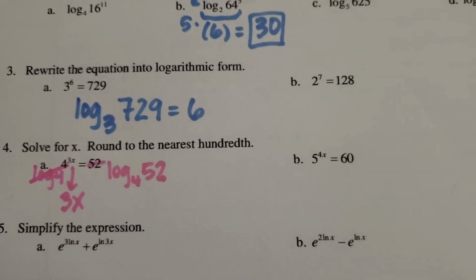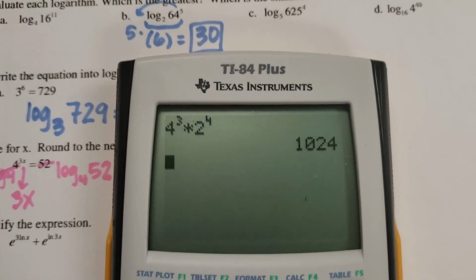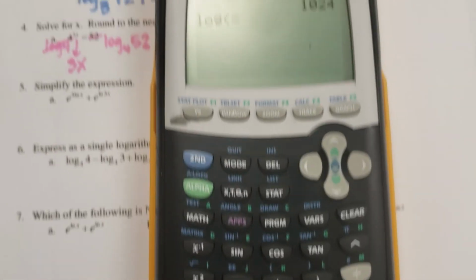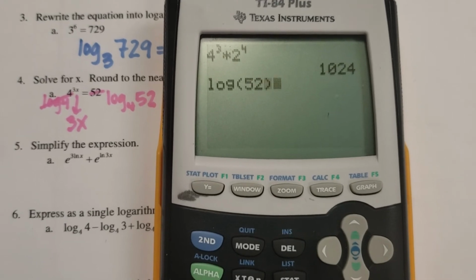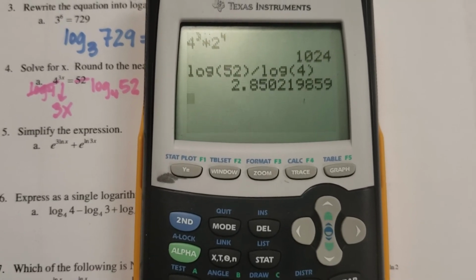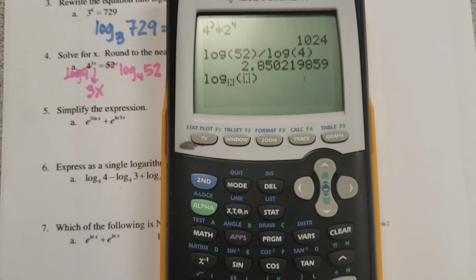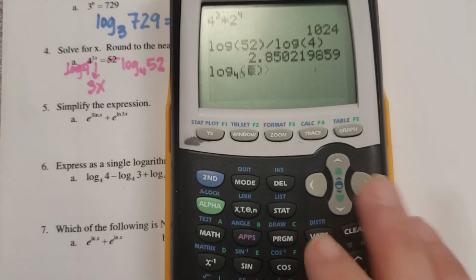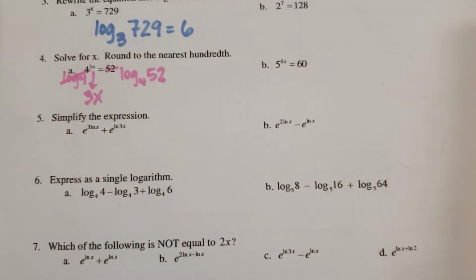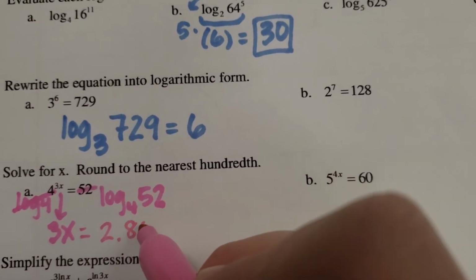So log base 4 of 52, I will just type in my calculator. Remember, you can either do change of base, so you just use the log base 10 button. You do log of 52 divided by log of the base 4. Or if your calculator has the log base option, usually under math, alpha, math, you could just type in log base 4 of 52. And we get 2.850, so that does come out to 3x equals 2.85.